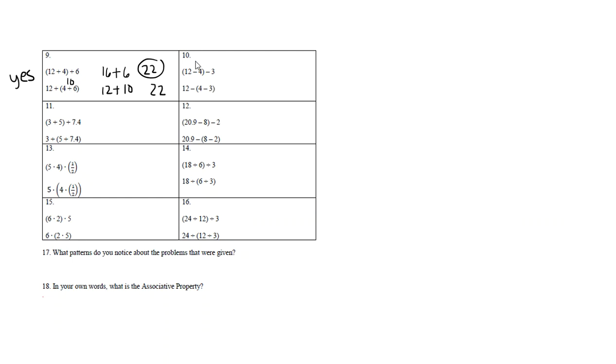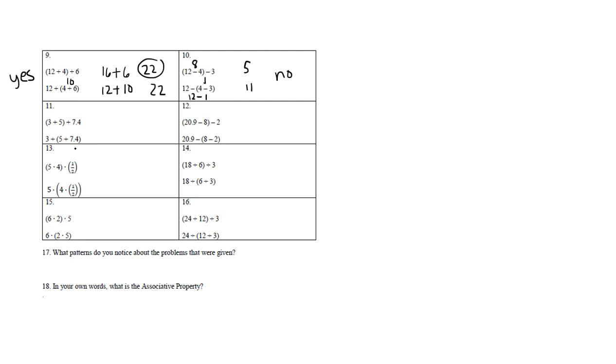Okay, let's look at the next one. Number 10. So the parentheses tell us what to do first. So 12 minus 4 is 8, and then 8 minus 3 is 5. Okay, or on the next one, the parentheses say we do 4 minus 3 first, which is 1, and then 12 minus 1 is 11. Okay, so notice these are not equivalent expressions. Okay, when you're doing subtraction, you can't change who you're associating with first.